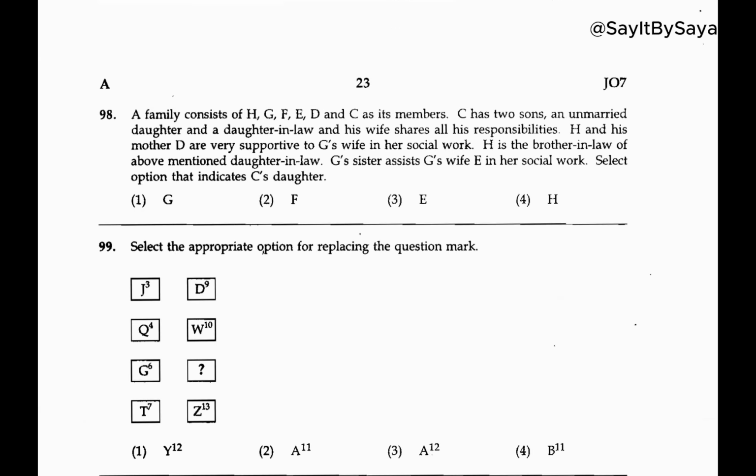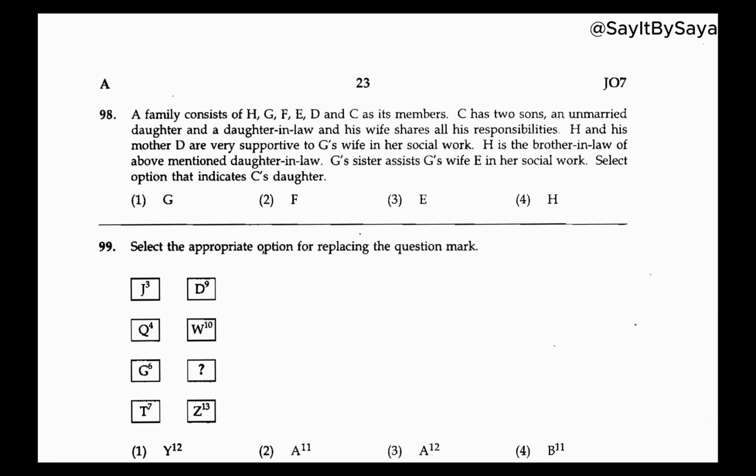Now question number 98. A family consists of H, G, F, E, D and C as its members. C has 2 sons, an unmarried daughter and a daughter-in-law, and his wife shares all his responsibilities. H and his mother D are very supportive to G's wife in her social work. H is the brother-in-law of the above-mentioned daughter-in-law. G's sister assists G's wife E in social work. Select the option that indicates C's daughter. And the correct answer is F.